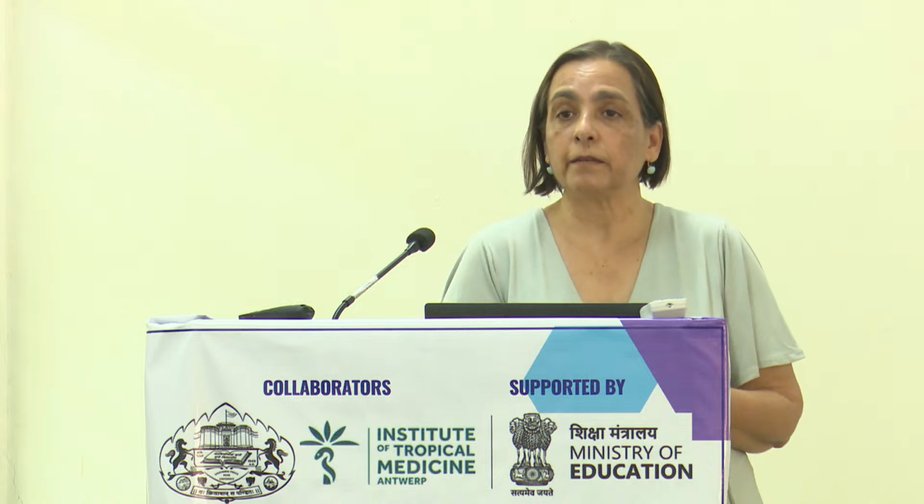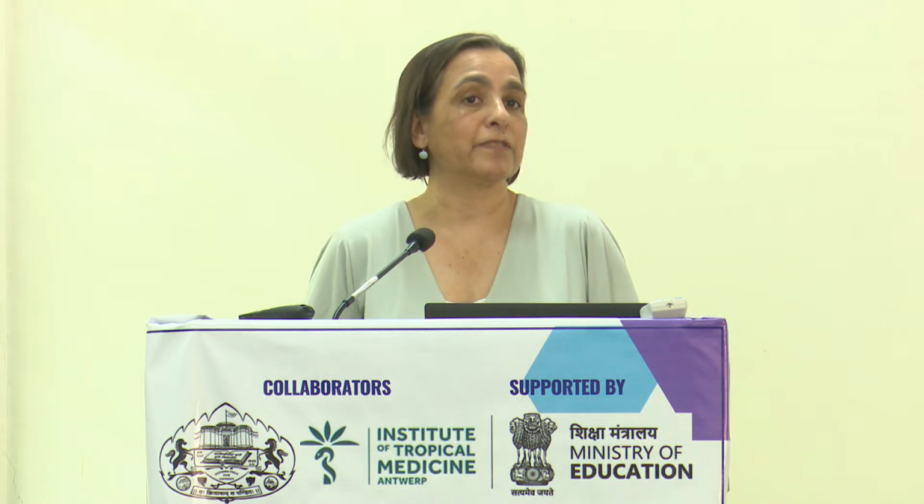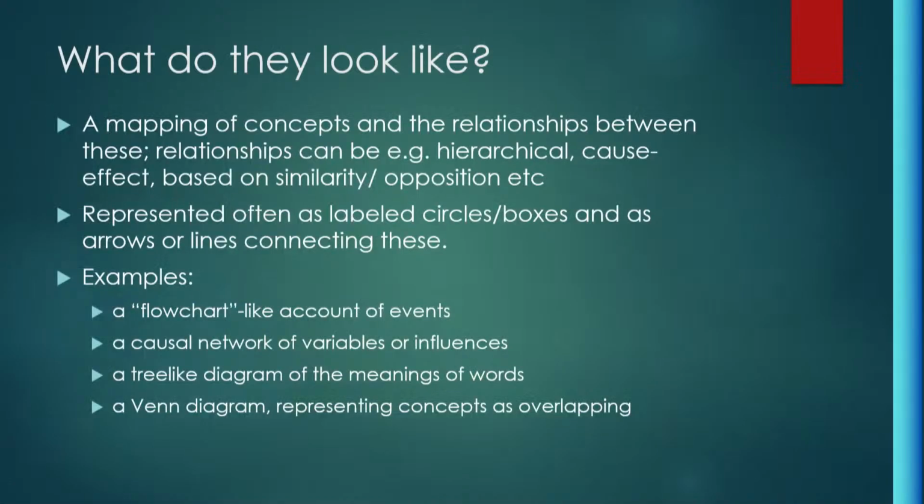But basically, you do the same thing for qualitative work, in that you're still looking at the relationship between different concepts. And a conceptual framework very often involves some kind of diagram. Most of you in your studies will have encountered some kind of conceptual framework, or you would have been encouraged to develop one. What do they look like? It's usually a mapping of concepts and the relationships across them.